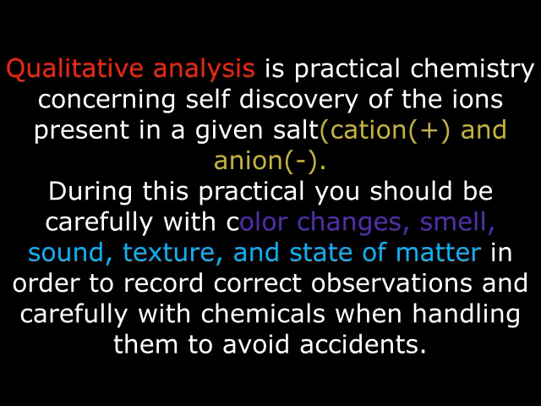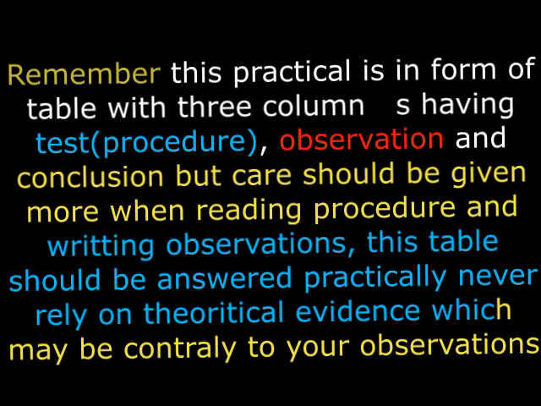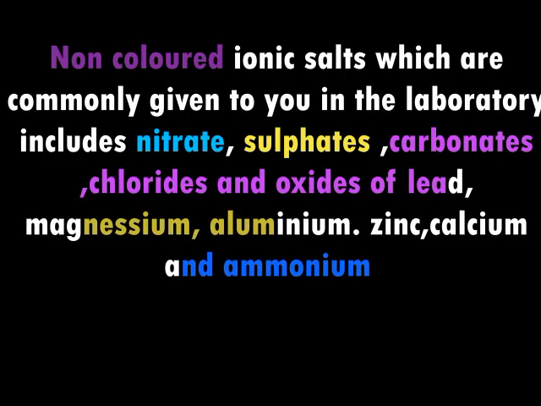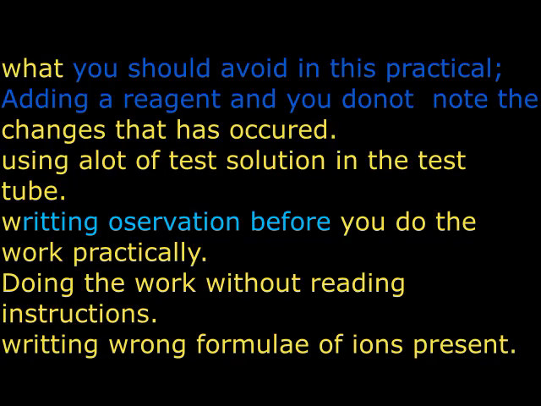Qualitative analysis, mainly we are investigating the presence of the ions of an ionic salt. Our focus here is mainly on what we are calling the cations as well as anions. Now, when we are investigating cations and anions, we have to look at ionic salts, but you categorize ionic salts: those ones which are colored and those ones which are non-colored. So my focus today is on those ones which are non-colored.